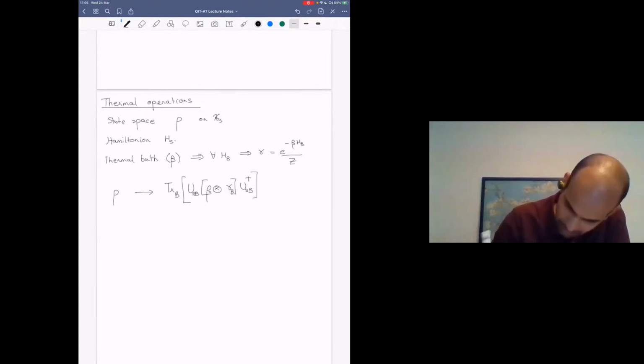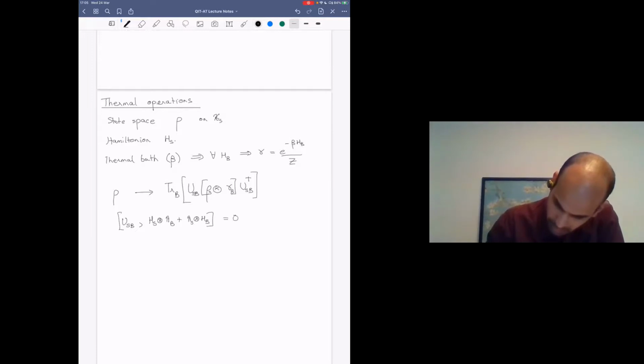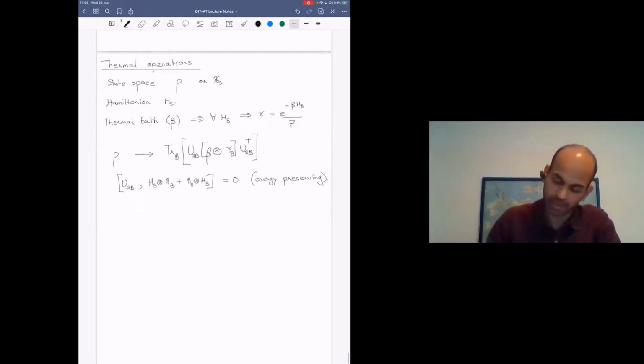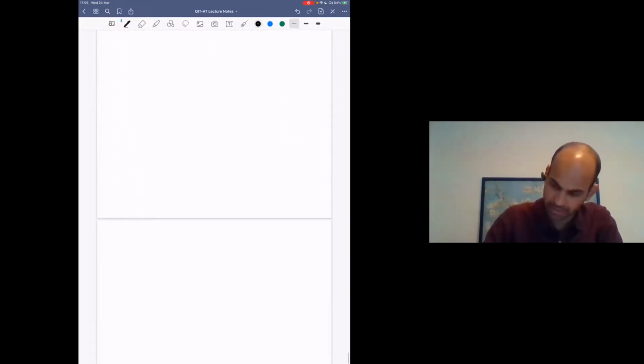Okay, so the final very important condition is that U_SB must commute with the Hamiltonian of the system and bath. So H_S tensor identity bath plus identity S tensor H_bath must be equal to 0. So this is the notion of energy preserving Hamiltonians, energy preserving unitary operations in this case.